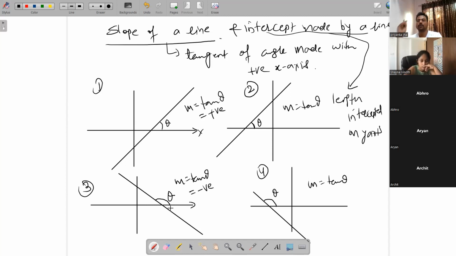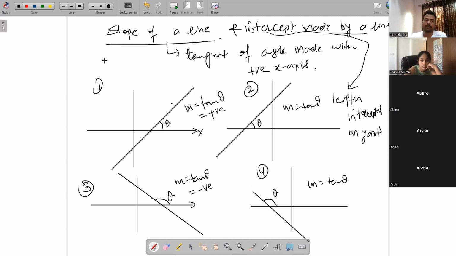Now, suppose I ask you to draw a line with a negative slope, that line might be like this or like this. If I ask you to draw a line with positive slope, that line might be like this or like this. There are two things that decide what type the line will be. One is slope, which may be either positive or negative. So now we understood: if slope is positive, these two are the possible cases. If slope is negative, these two are the possible cases.